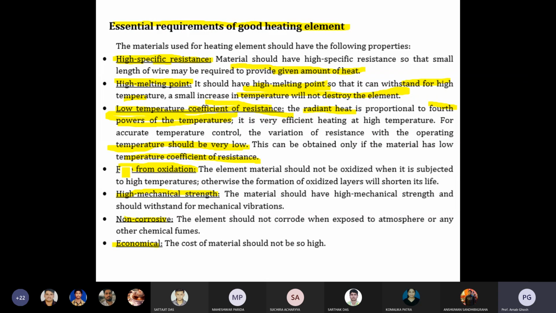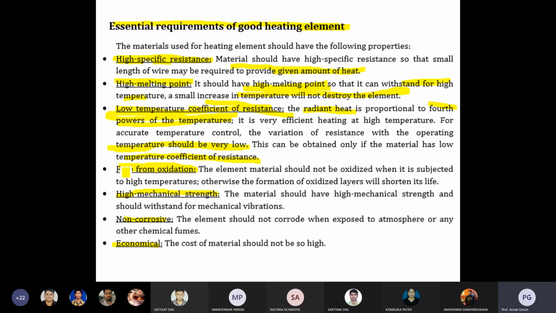So whatever element you want to use here should be free from oxidation. It means the temperature you use should not accelerate the chemical process. The temperature value should be below that, otherwise it will be oxidized.